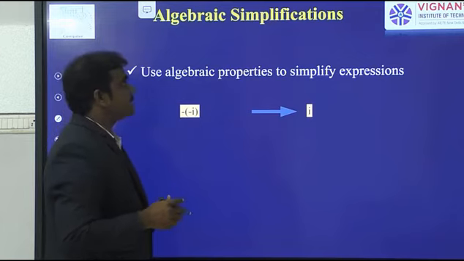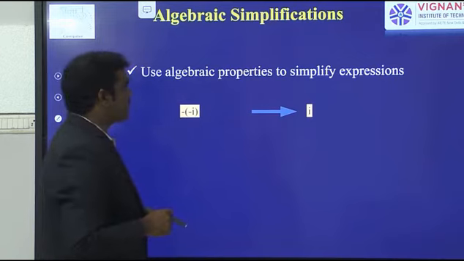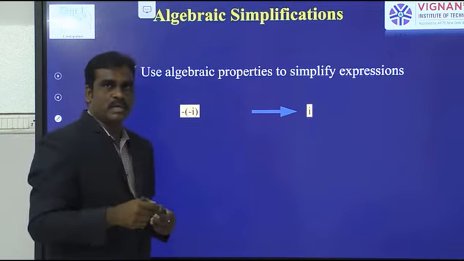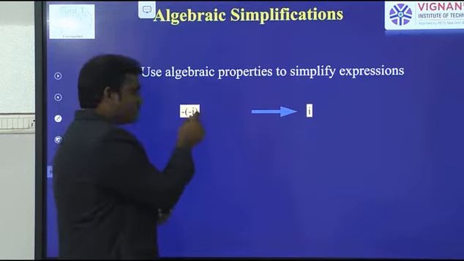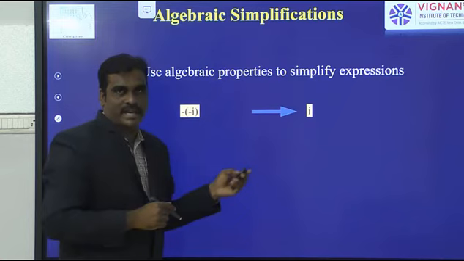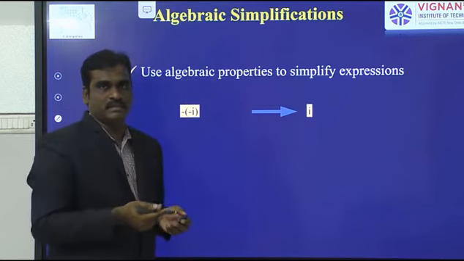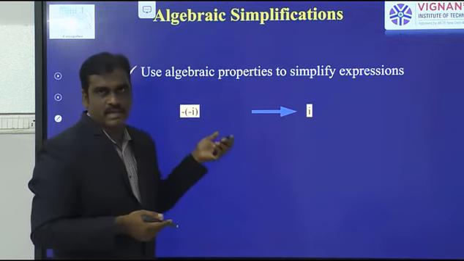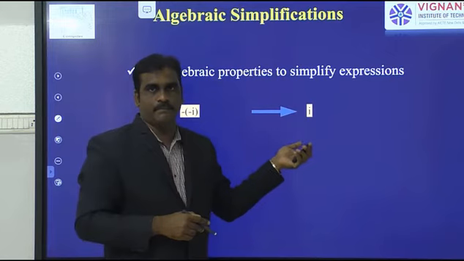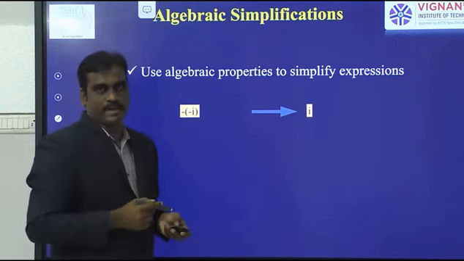The next one is algebraic simplification. Algebraic simplification means, suppose our program contains minus of minus I. Instead of that, you can write I directly, because we know very well that minus into minus is plus. Instead of minus of minus I, it is better to write the direct value I. In this way also we can increase some speed.